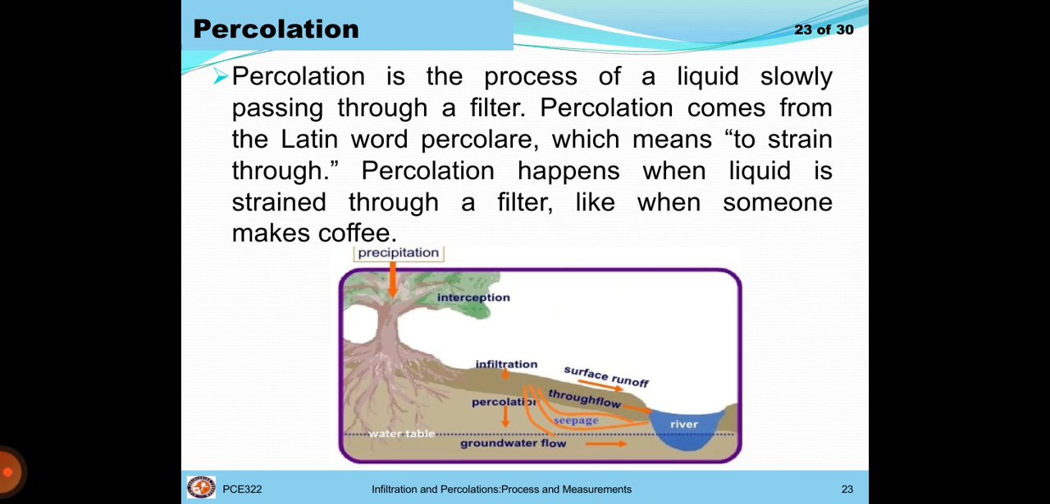So after infiltration, percolation happens. So percolation is filtering the waters and moving vertically to join the water table, and the water that was filtered will add to the river, lake, or sea, or wherever there is water.